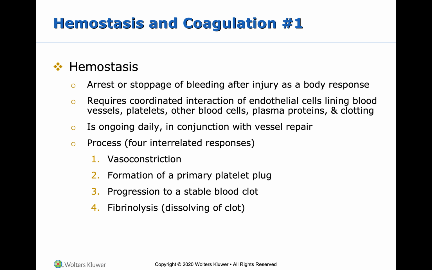The second part is the formation of a primary platelet plug. So we kind of talked about this as the adhesion, activation, and aggregation of platelets. So your platelets will clump together at the site of injury, and in combination with fibrin, they form like a mesh or lattice over top of the wound to prevent the blood from leaking out of that hole, okay? And then the third step would be the progression to a blood clot.